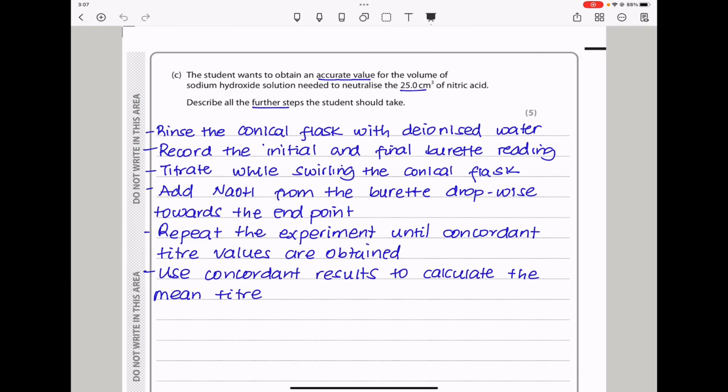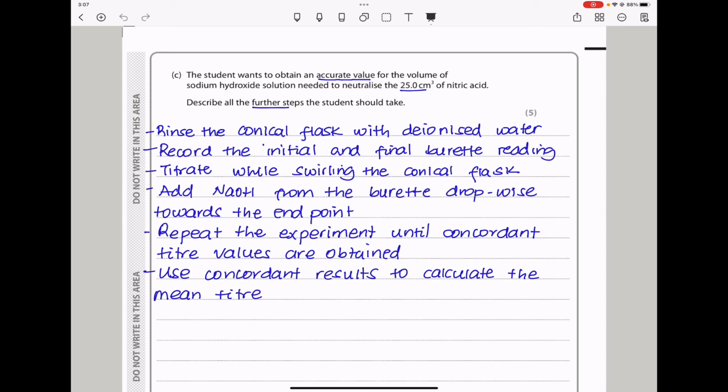In part C, the student wants to obtain an accurate value for the volume of sodium hydroxide solution needed to neutralize the 25 centimeters cubed of nitric acid. Describe all the further steps the student should take. In order to get accurate results, they need to rinse the flask with deionized water, and then they have to record the initial and the final burette reading.